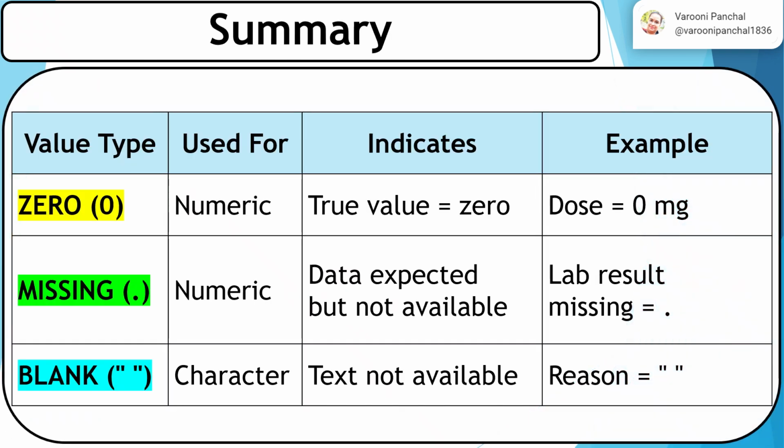Summary. Zero is generally used in numeric variables. It indicates the true value which is equal to 0. Say, for example, dose equal to 0 mg. Missing is used generally in numeric variables. It indicates data expected but not available. For example, a lab result that is missing is represented as a dot. Blank is generally used for character variables. It indicates text not available. For example, reason equal to blank.